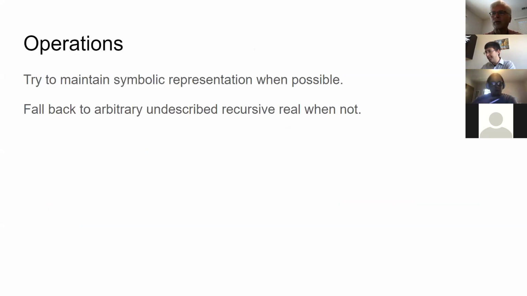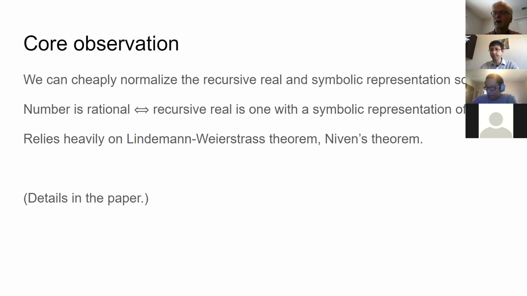When we operate on these numbers, we try to maintain the symbolic representation of the constructive real factor whenever we can. When we can't, we can always fall back. This representation allows a fallback to just a rational multiplier of 1 and an arbitrary constructive real number.